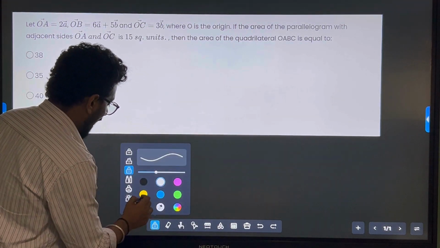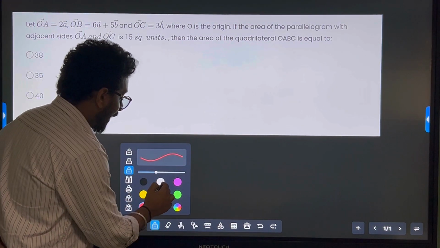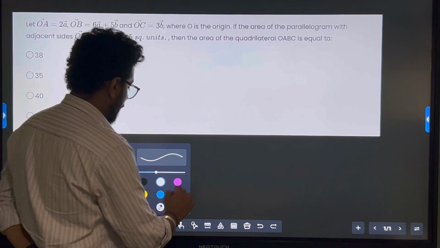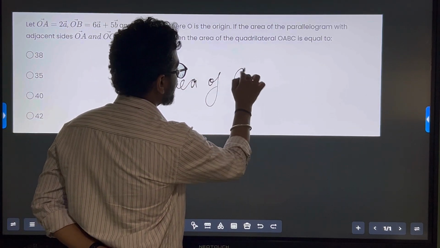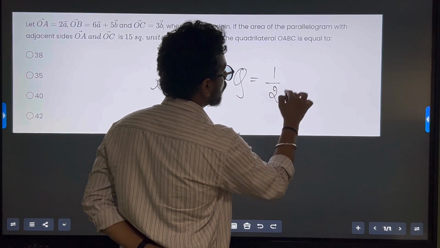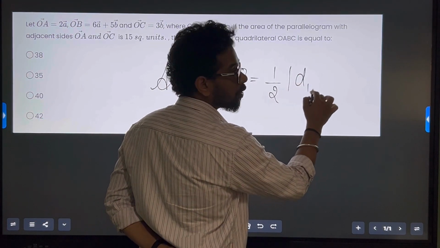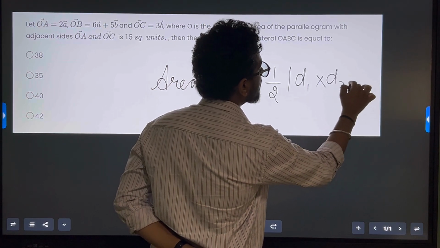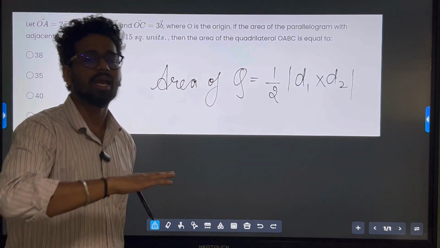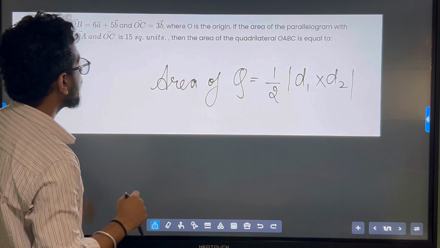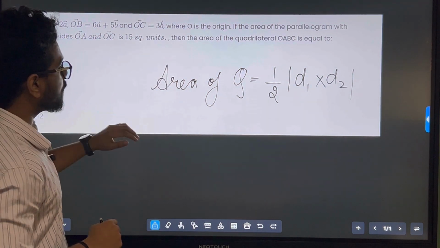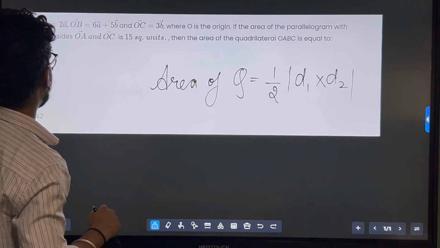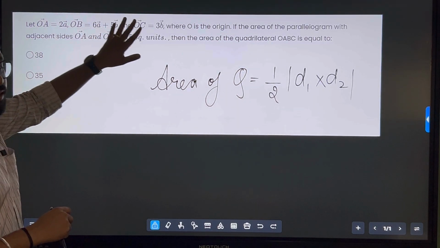In the last class, I have said that the area of a quadrilateral, guys, you can write this down, area of quadrilateral is equal to 1 by 2 times the magnitude of D1 cross D2. This is the area of a quadrilateral. We can use this in a parallelogram also. Now they are saying OA vector, OB vector, OC vector, 3 vectors are given. The area of the parallelogram with adjacent sides OA, OC is to be found.